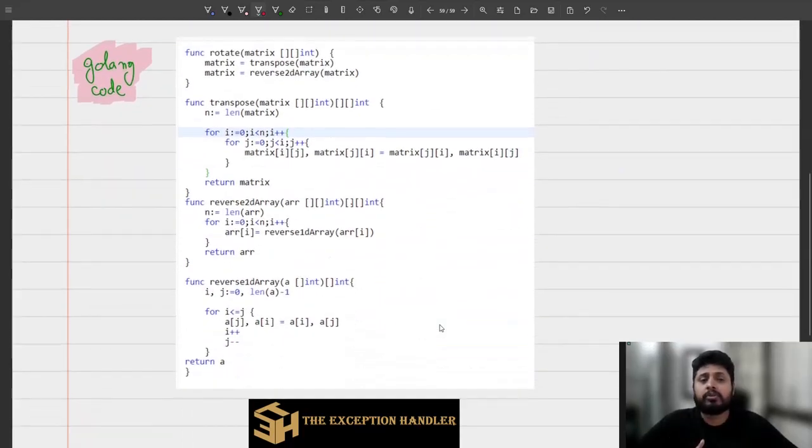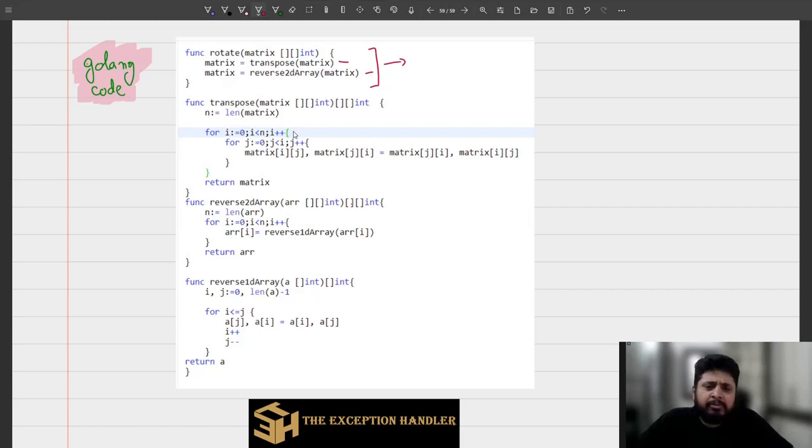So over here in the main function that they have given, I have just written two lines, one for each step. The first line is transposing the matrix, and the second is reversing each row of my 2D array. So that's it, and this result gives me the matrix back, and we are done.